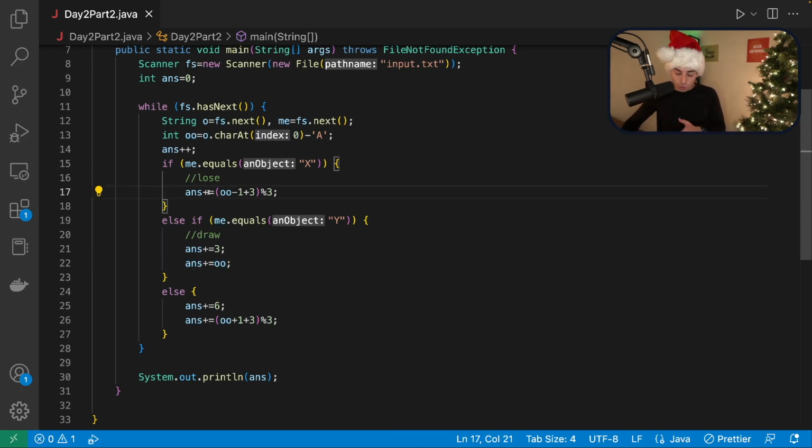For a loss, that means we chose the thing that was before the opponent if we lost. So if the opponent chose paper, we chose rock. So we get 1 less, but this is a trick that I do, since it's a cycle, I do this modulo 3 trick, and I did this for part 1 too. I guess I didn't explain it really. This means that if you do something modulo 3, it'll wrap around after 3. So this lets us not have to special case what comes before 0. And then you print the answer.